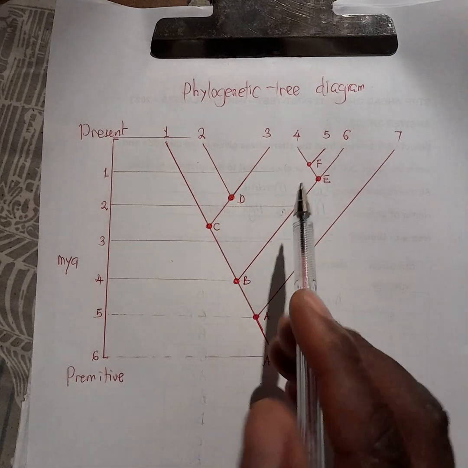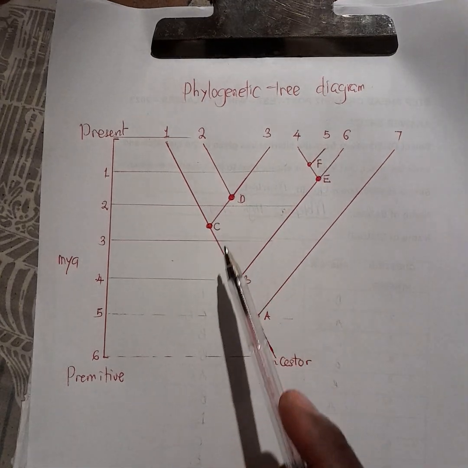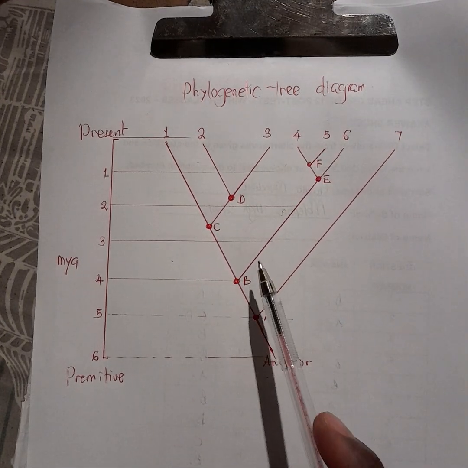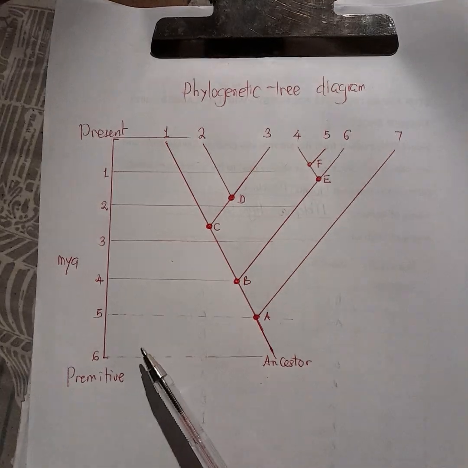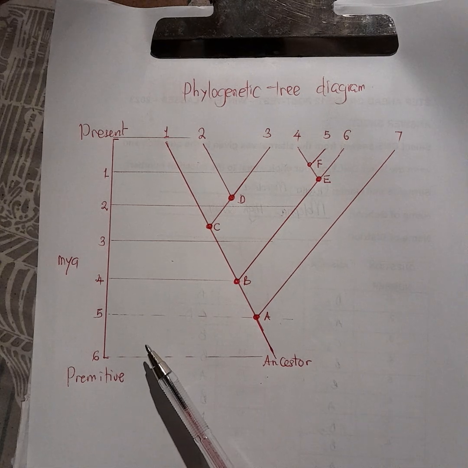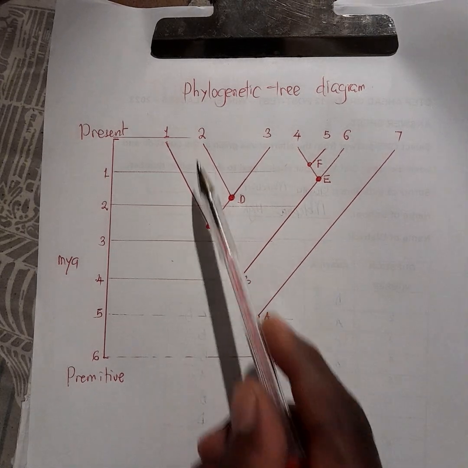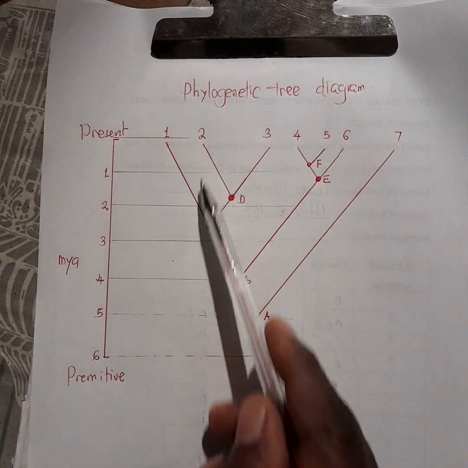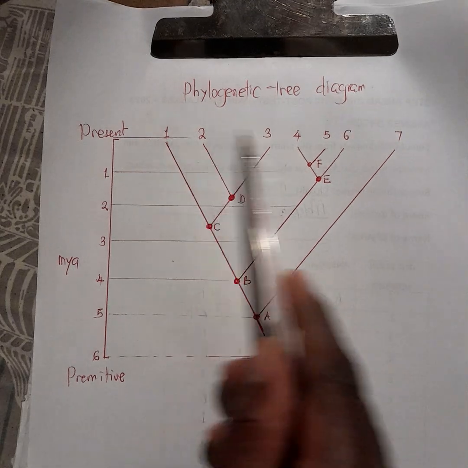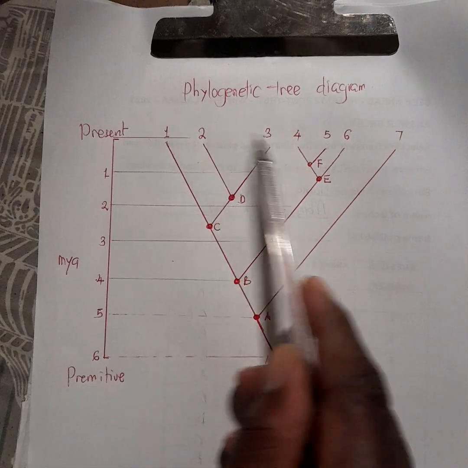Now the other thing that you must understand is that when you look at these species, all of them share the common ancestor, but they are different in terms of their closeness. Now let's look at which organism is most closely related to number 2. If you look at 1, 2, and 3, these are closely related. But which one is most related between 1 and 3 to number 2?